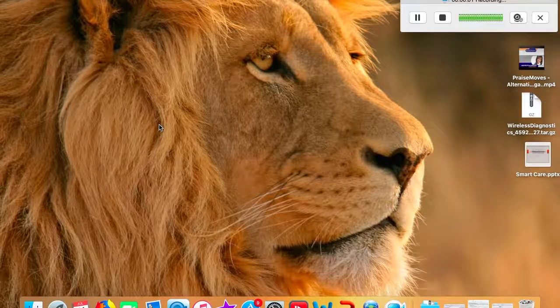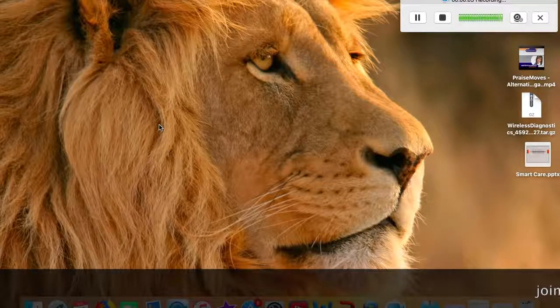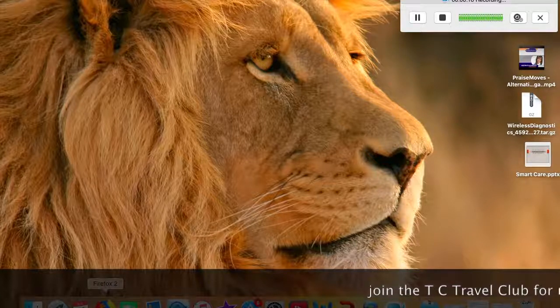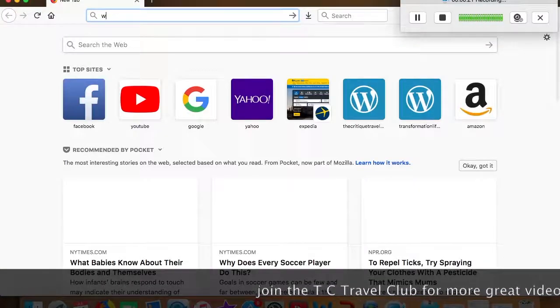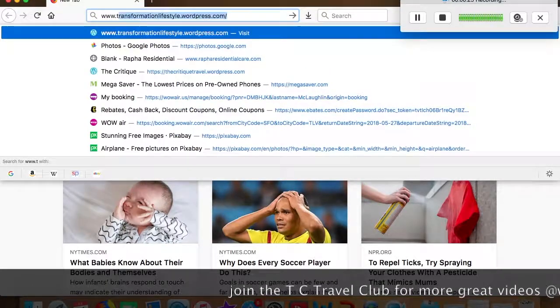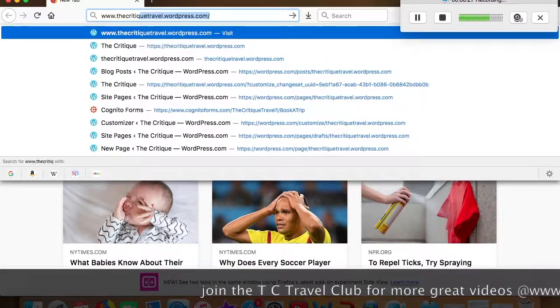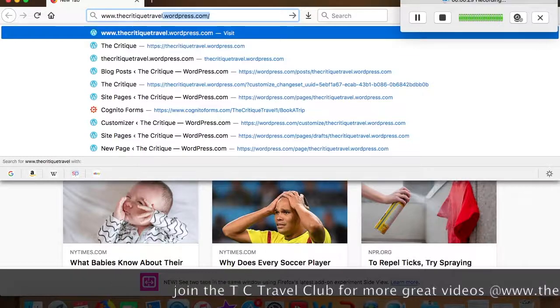In this presentation, I'm going to share with you how to fill out a booking bid from my travel website. Okay, so I'm partial to Firefox, so that's what I will be using for showing you how to log on to the link. First, of course, put the web address in, which is www.thecritiquetravel.com.